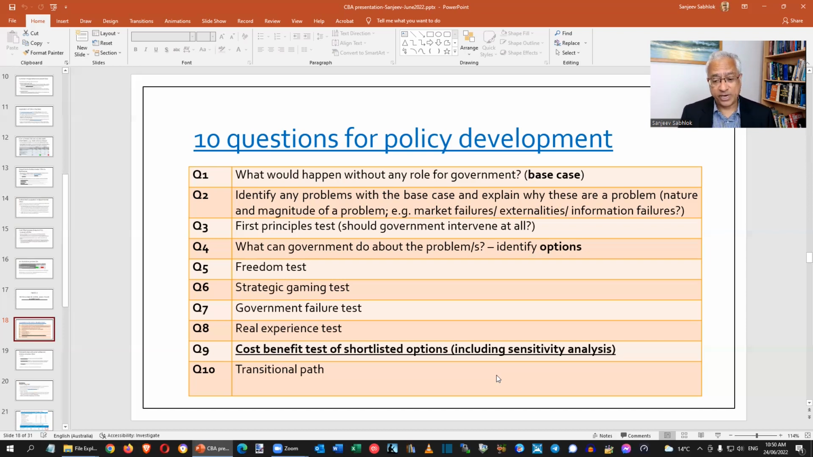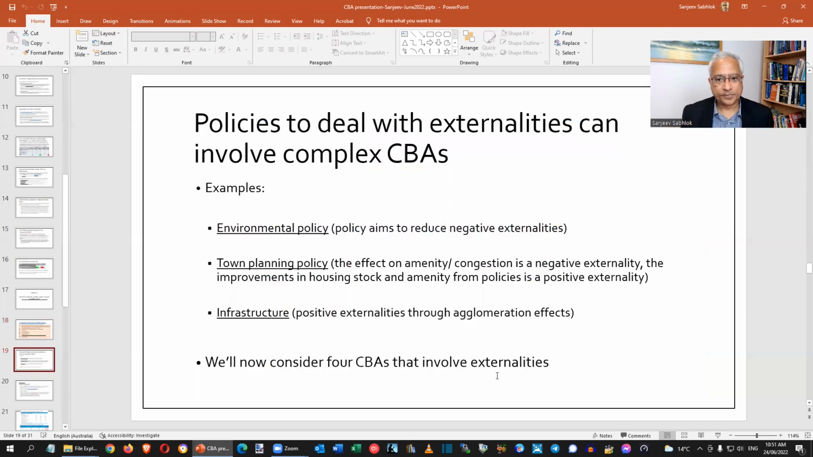Once we have a recommended option, we want to do a transitional path. How exactly do we go from the current policy to the new policy? And remember, many of these things can be done in exactly 3 to 4 hours of thinking. You don't need to do 4 months of it, but a good one in some complex cases can take 6 months to do a cost-benefit analysis.